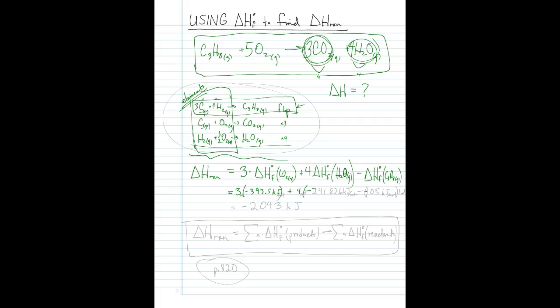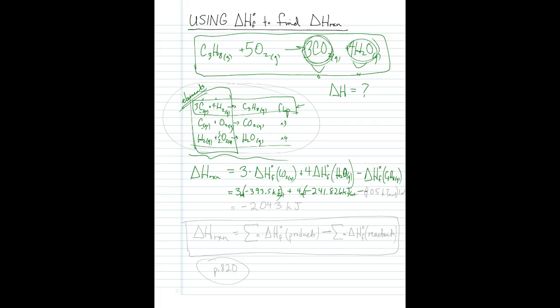And that's negative 241.826. And of course, that's kilojoules per mole. I should be putting per mole here. Per mole. And this is 3 moles. And this is 3 moles. So you can see that the moles are going to cancel out. Minus delta H of formation of propane.